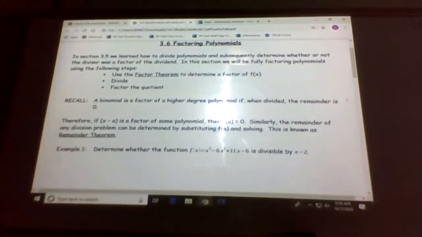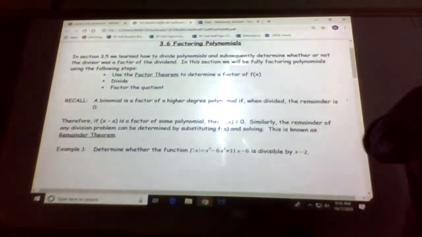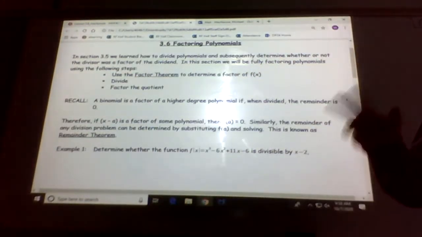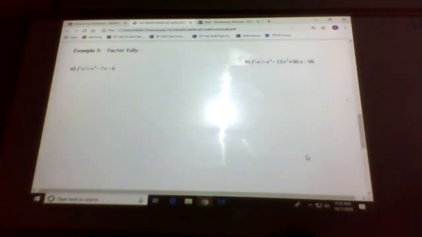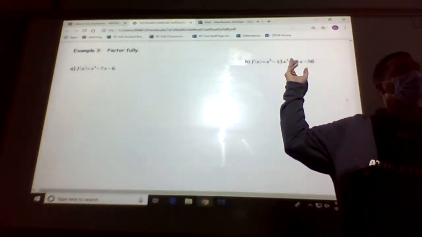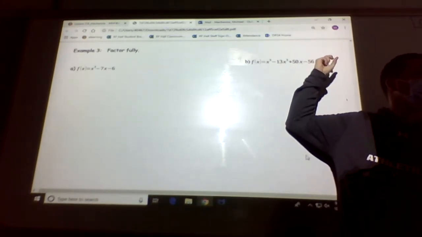Okay, so 3.6. So we're doing exactly the same thing that we did just learned an hour ago. Okay, well, not exactly the same. We're just taking it a step further. Now if we scroll down and it says factor these, the difference between what we just did and this one is that there's no divisor. It doesn't tell you what the divisor is.